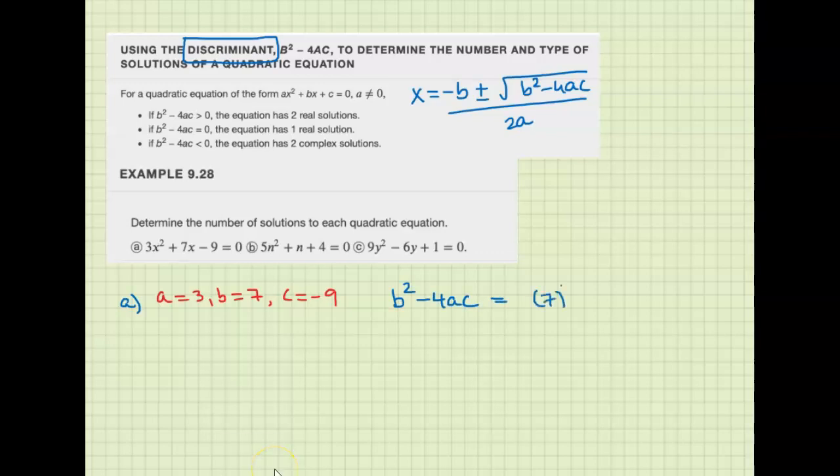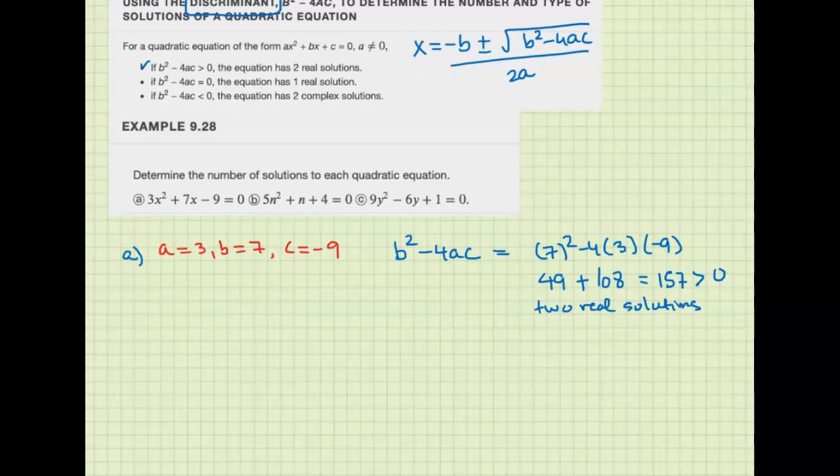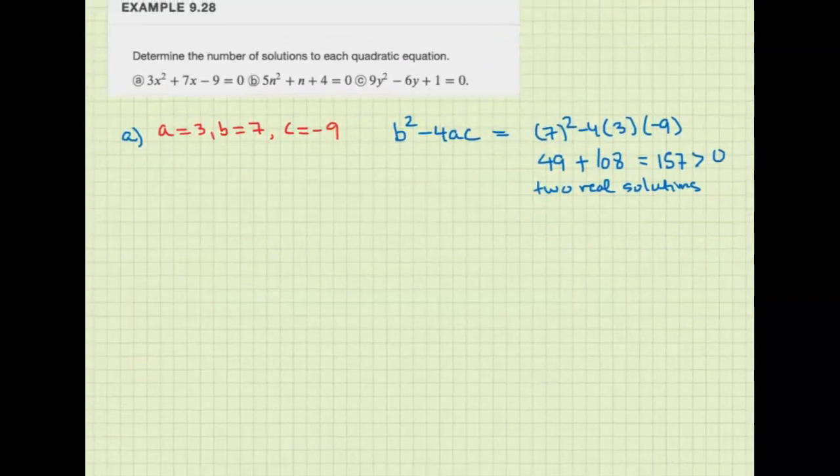Alright, so we have 7 squared minus 4 times 3 times negative 9, 49 plus 12 times 9 is 108. So this is 157, right? So this is positive. That's this first option here. So this has two real solutions. All right, you can go ahead and find them if you need to, but here we're just figuring out what type and how many.